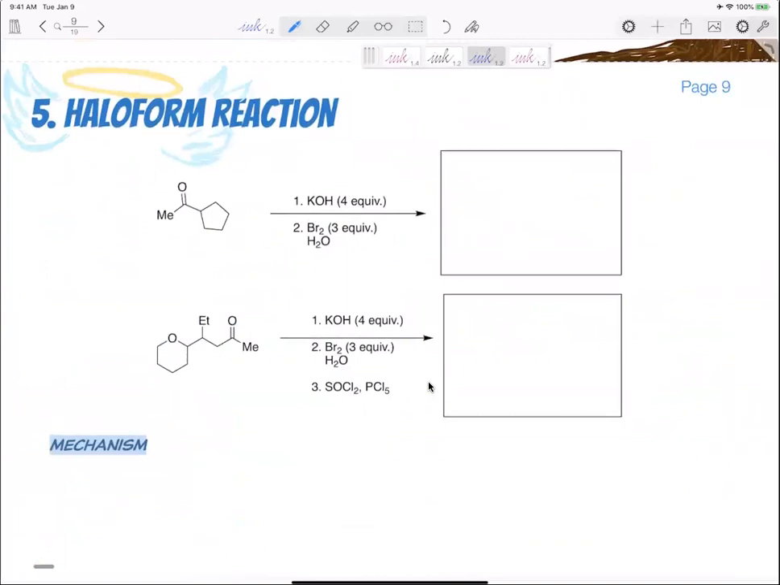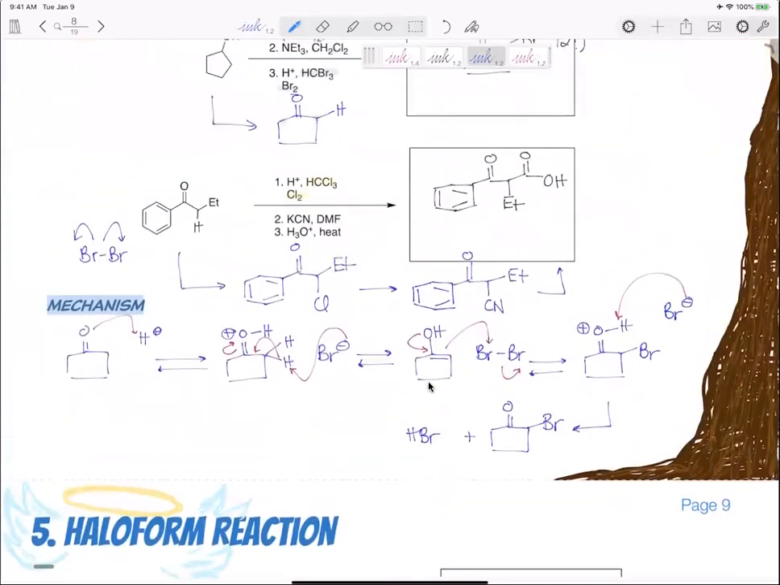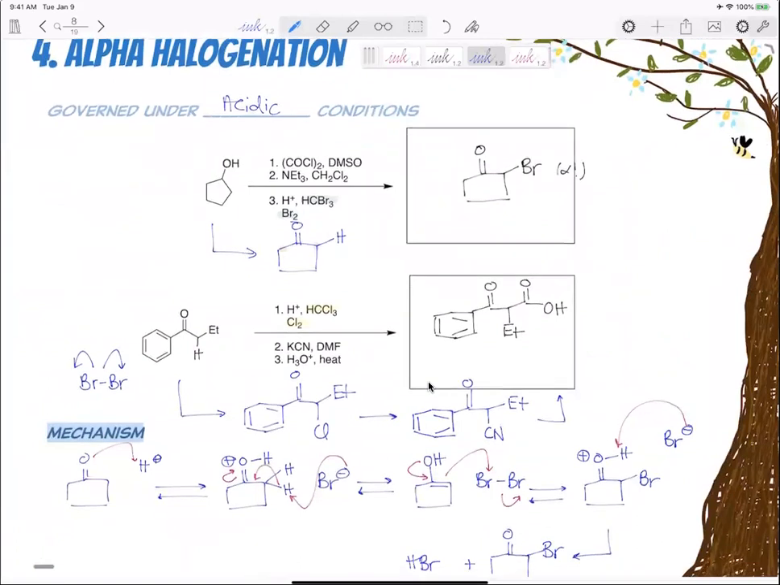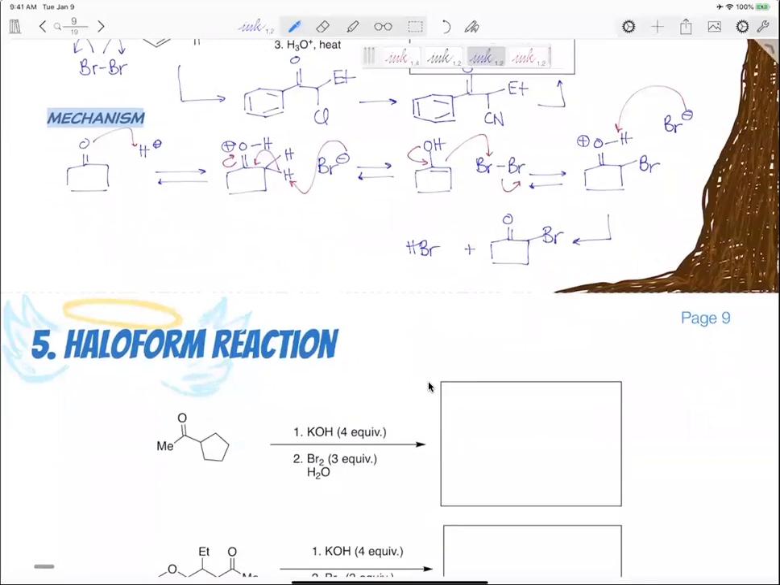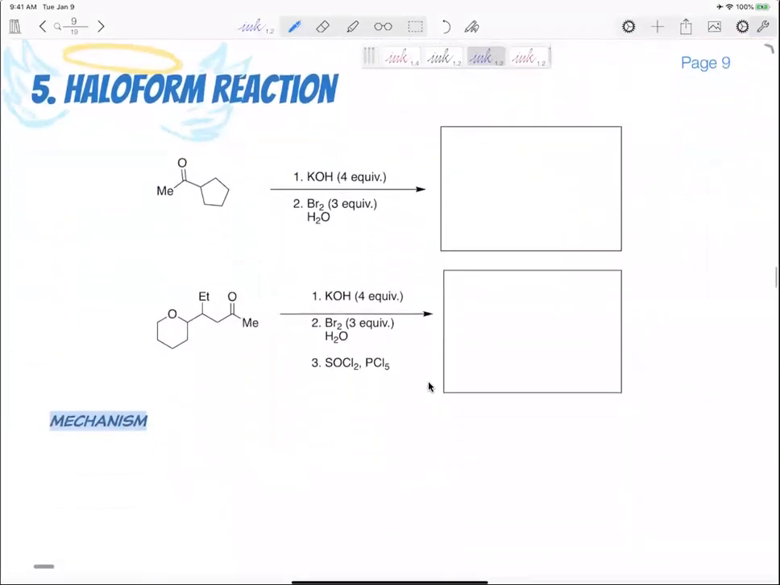If on the first question we put the Br on the other side, would it be wrong? Oh, no, don't forget because they're equivalent, right? So it doesn't matter which side you choose from. As long as the molecule is symmetrical, you'll be fine.